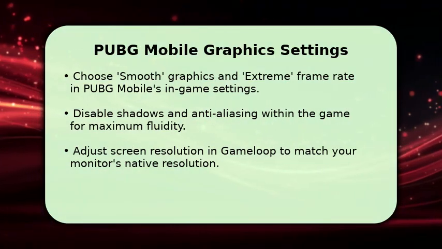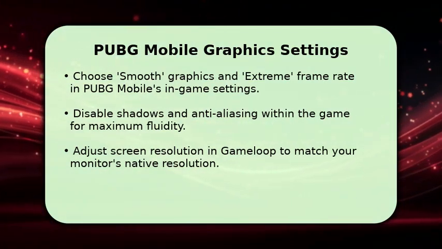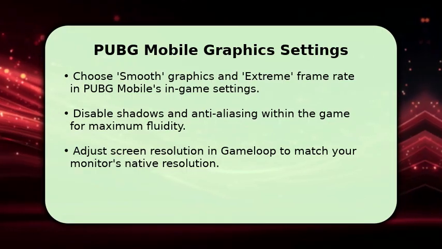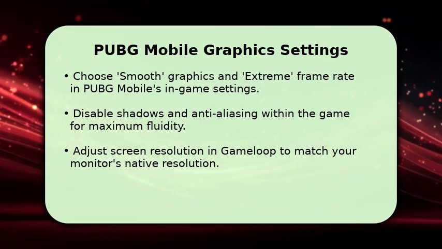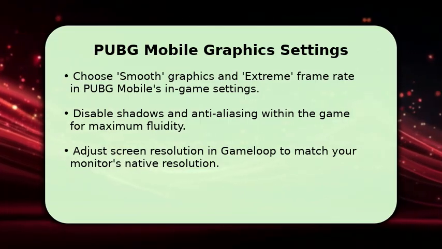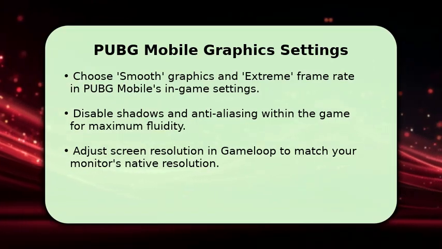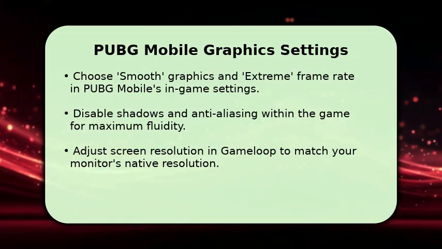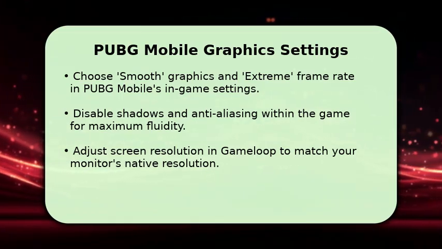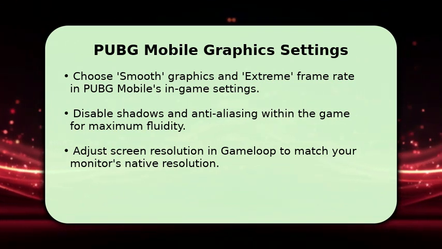Now, let's fine-tune the in-game PUBG Mobile settings. For the best performance, always choose smooth graphics and extreme frame rate. Make sure to disable shadows and anti-aliasing within the game itself to achieve maximum fluidity. It's also important to adjust the screen resolution in Gameloop to match your monitor's native resolution for crisp visuals. Finally, setting the display style to classic helps maintain consistent visual performance throughout your gameplay.